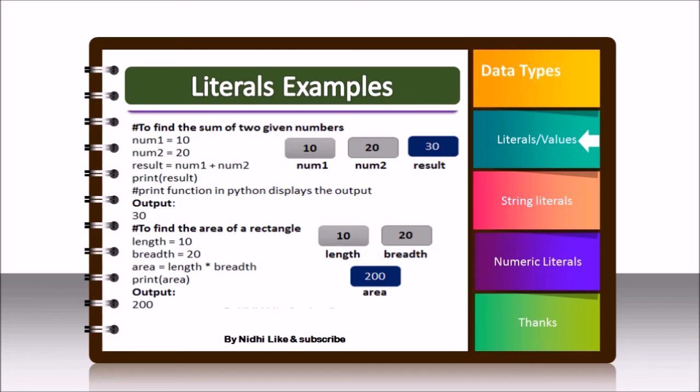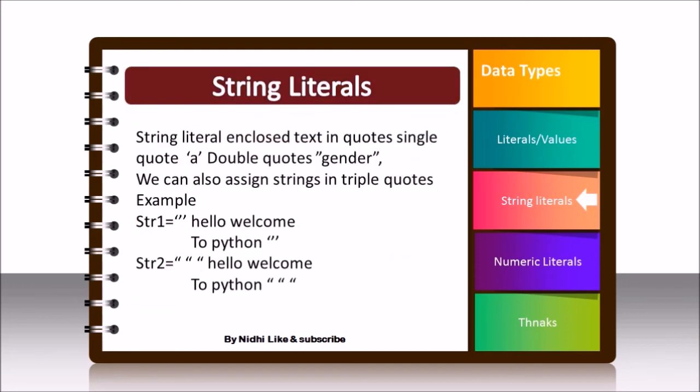So see here, string literals. Strings can be enclosed in single quotes, double quotes, or triple quotes. A string can be represented in single quotes, like the example given, single a. In double quotes we can represent, like gender, this is a value. We can also assign a string in triple quotes. Here string1 is the name of a variable, and in that we are giving the value hello welcome to Python in triple quotes, and we can use double quotes thrice also, like the example given here. So these are all valid strings.